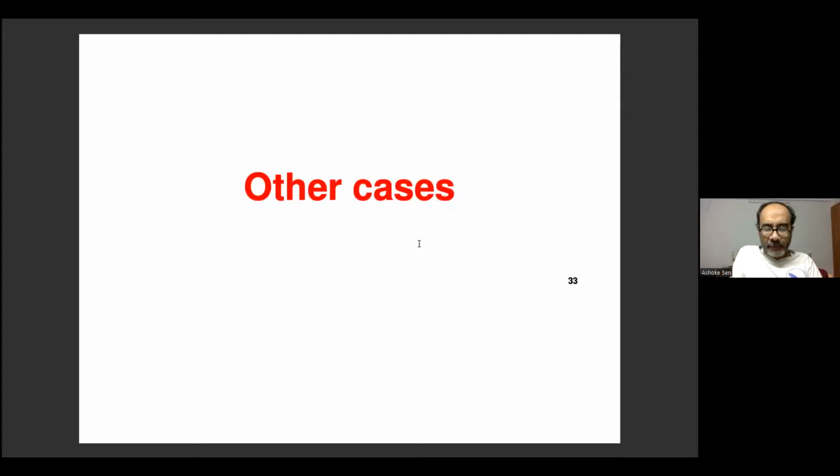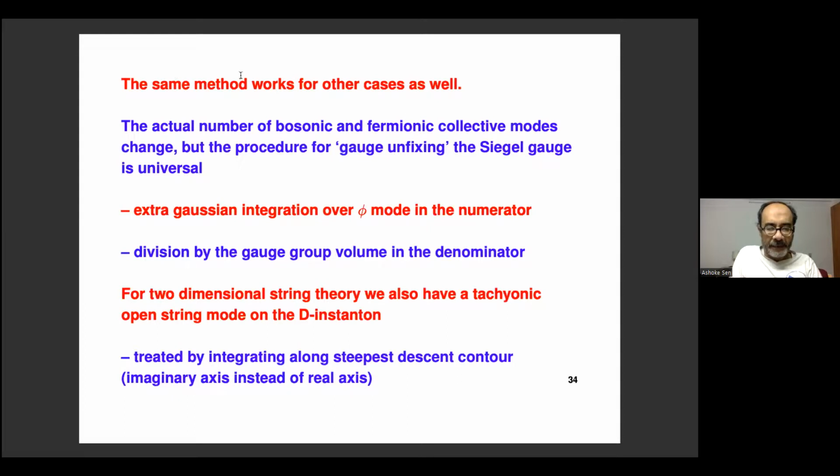Now let me briefly mention the other cases. As I said, the same method works for other cases as well. What changes is the actual number of bosonic and fermionic collective coordinates. But the procedure for unfixing the Siegel gauge is universal. We always get an extra Gaussian integration over the phi mode in the numerator, and you have to divide by the volume of the gauge group in the denominator.